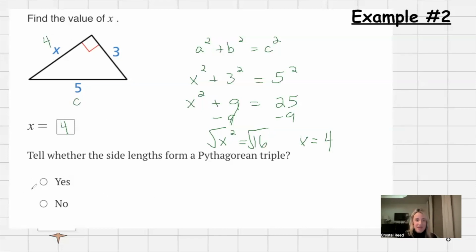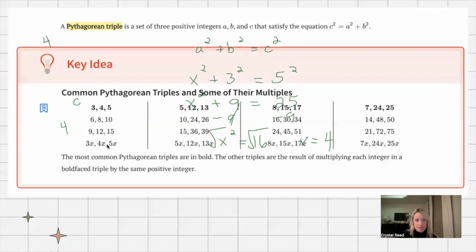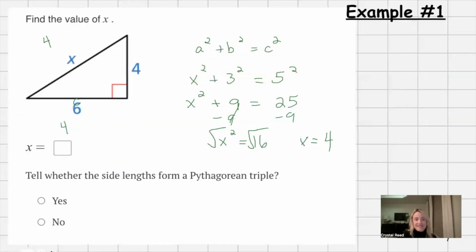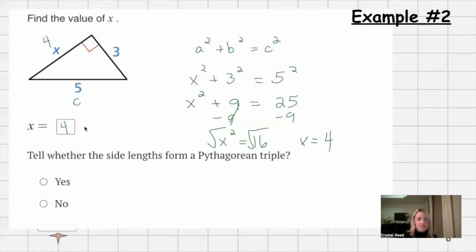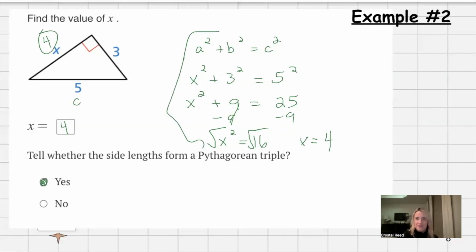Was that a Pythagorean triple? Let's go back and check that out just to make sure. Pythagorean triples, 3, 4, 5. It sure was. And so actually I could have just looked at this problem, and if I had those memorized, I could have been like, okay, we've got a 3 and a 5, that one's 4, and I wouldn't have had to do all of this math. So was it a Pythagorean triple? Yes, it certainly was.